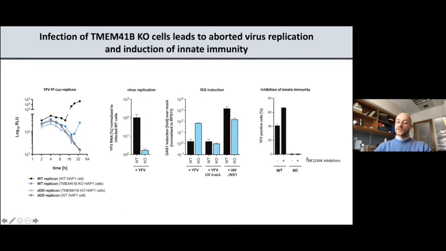So we treated the cells with TBK1 and JAK inhibitors, and while in both knockout cells and wild type cells we can boost replication and viral output quite strongly, there's no rescue of replication in the knockout cells. So this indicates that the block of replication of the virus is due to the lack of TMEM41B, but not due to the upregulation of the innate immunity.